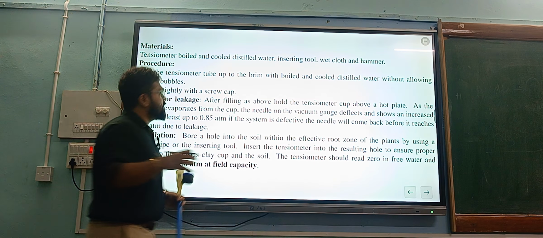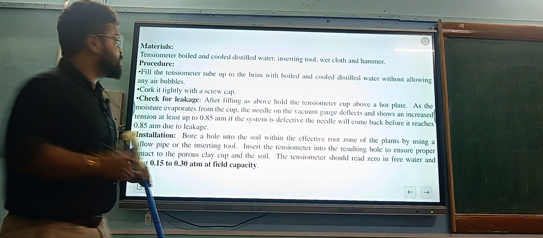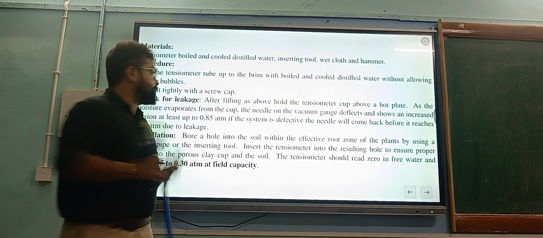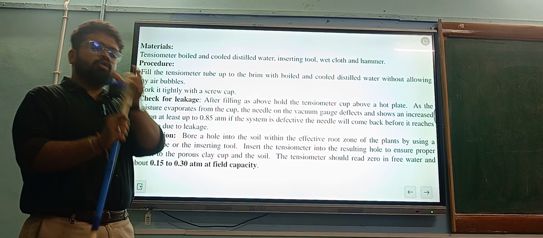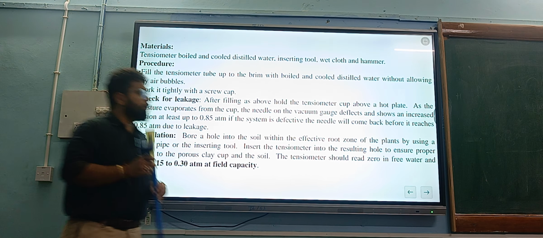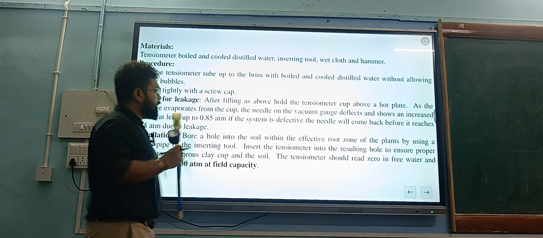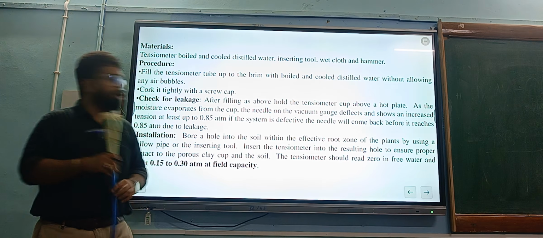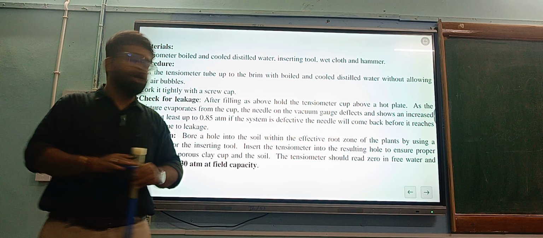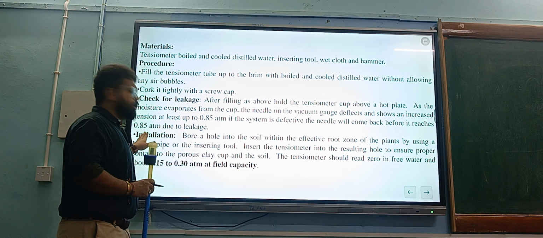What do we have to do? Generally, we have to make a small hole in the soil where moisture has to be measured. We have to install this tensiometer and cork it tightly with the screw cap. You have to tighten this screw cap after filling with water. After filling as above, hold the tensiometer cup above a hot plate. As the moisture evaporates from the cup, the needle on the vacuum gauge deflects and shows increased tension, at least up to 0.85 bar atm. If it is defective, the needle will come back before it reaches 0.85 bar.